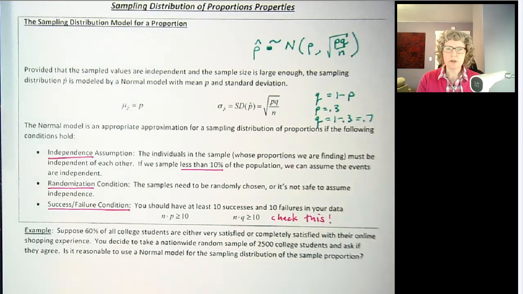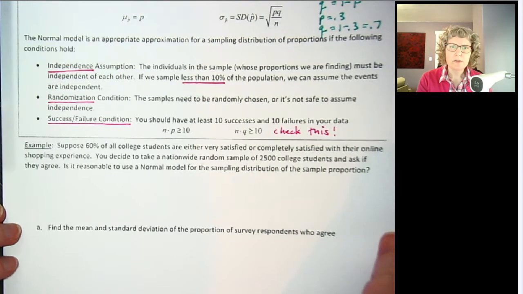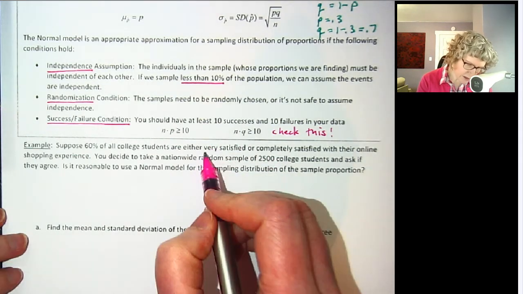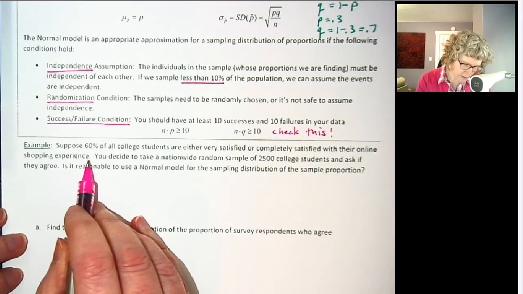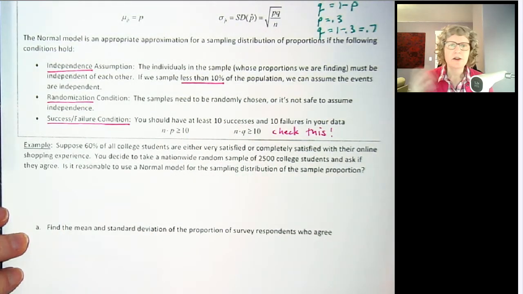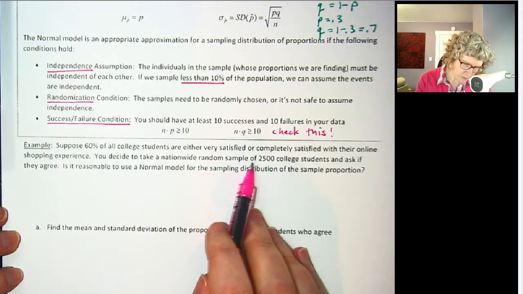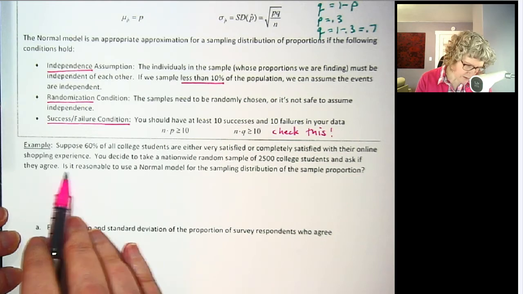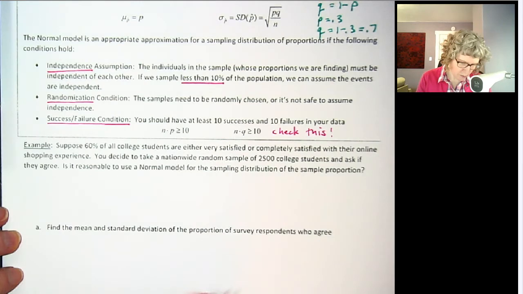Okay, so we're going to show our check. Let's do an example. Suppose 60% of all college students are either very satisfied or completely satisfied with their online shopping experience. You know, this is like a 1 to 5 scale and people marked either 4 or 5. You decide to take a nationwide random sample of 2,500 college students and ask if they agree. Is it reasonable to use a normal model for the sampling distribution of the sample proportion?